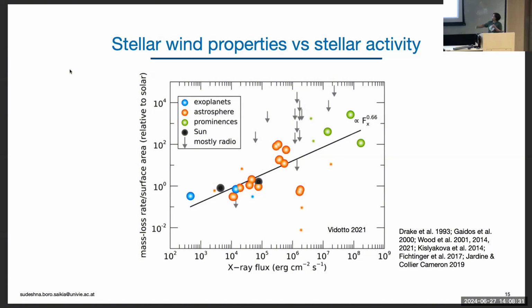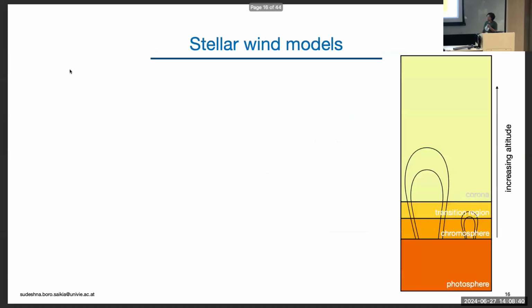Of course, it doesn't include the new radio measurements that we saw today. So stay tuned, there is more to come, of course. So then you might be asking the question, what about models? Where are stellar wind models at?